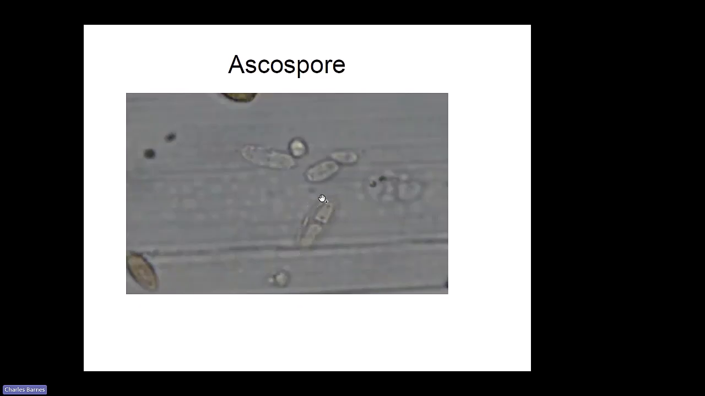Ascospores are from the sexual stage, and they are produced 8 at a time in a bag or sac, and ascus is actually the old Latin word for sac. And so ascospores are produced without attachment sites, and so they'll have a continuous sort of membrane around this ascospore, and sometimes they get really small and really hard to see.